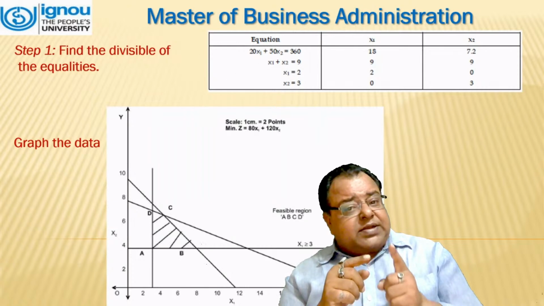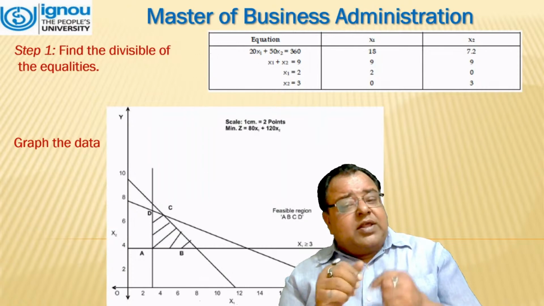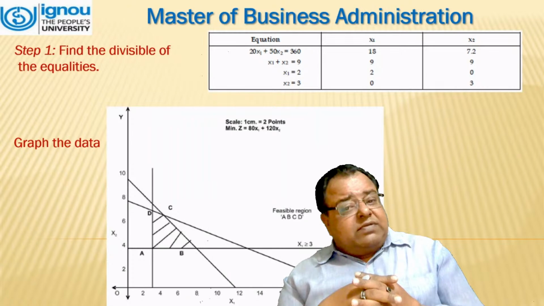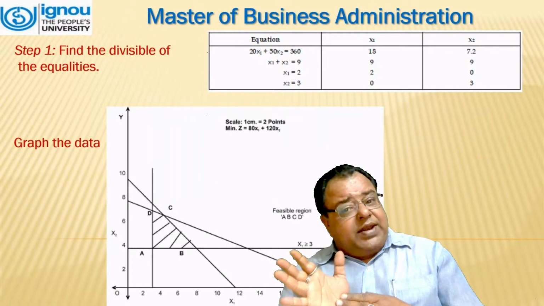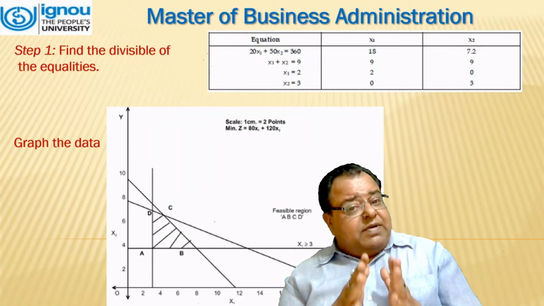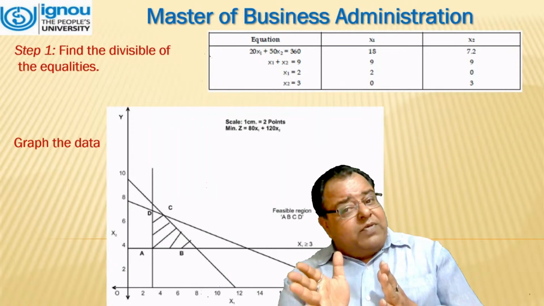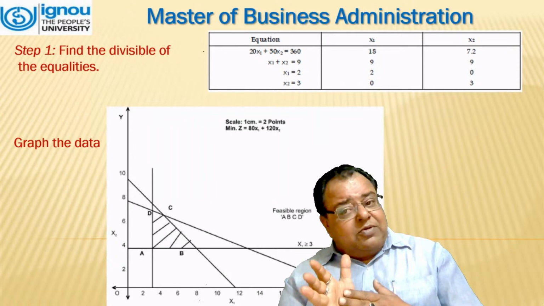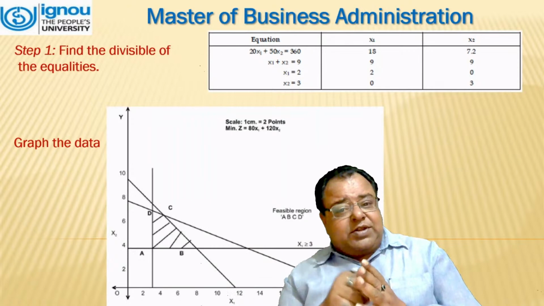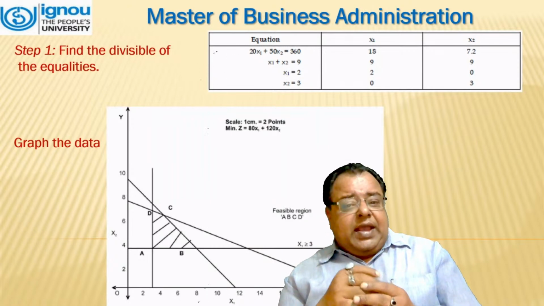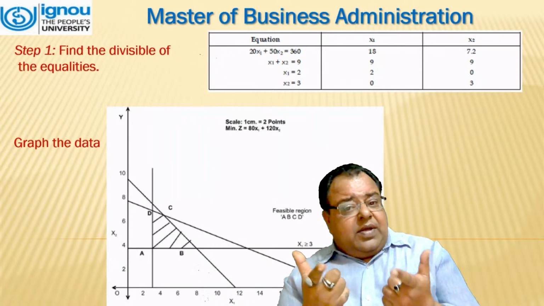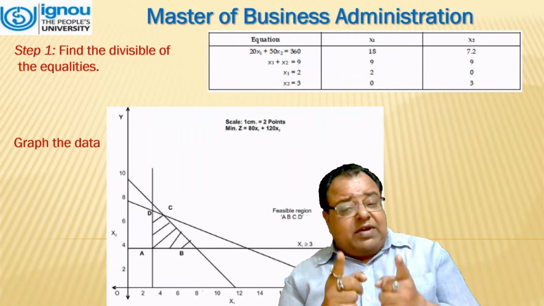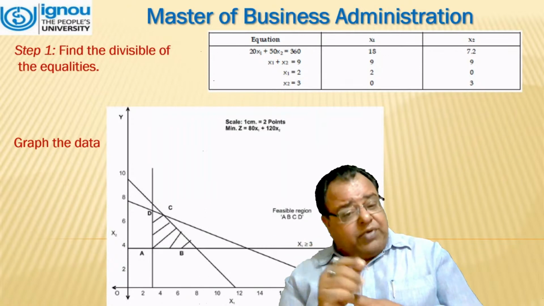Then x1 by 9 plus x2 by 9 equal to 1. So in that case, x1 intercept will be 9 and x2 intercept will be 9. And x1 by 2 equal to 1, so that means x1 will be 2 and x2 will be 0. Similarly, x2 will be 3, x1 will be 0 and x2 will be 3.